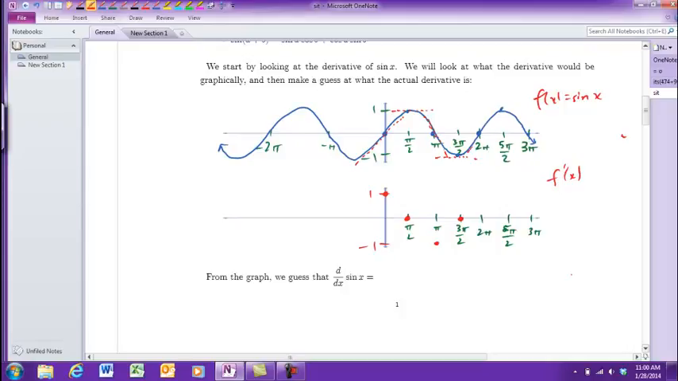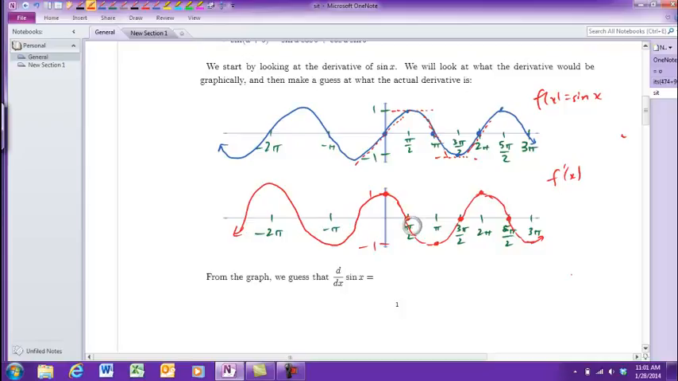At 2 pi, this is a repeating graph, so at 2 pi we're going to have that slope of 1 again, and then it'll go to 0. So it sort of looks like this. And of course we can do that on the other side as well. Here's negative pi, here's negative 2 pi. It's going to come down and up and down like that.